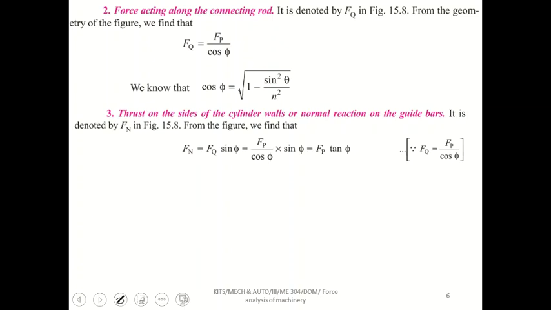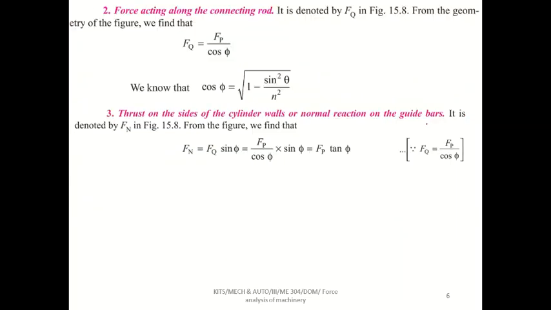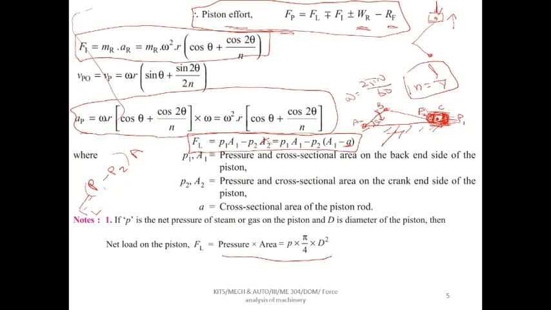Next, we have to find out several forces on the mechanism. First, what do we have to find? First we found the force on the piston. Next one, force acting along the connecting rod. Force on the piston is FP.